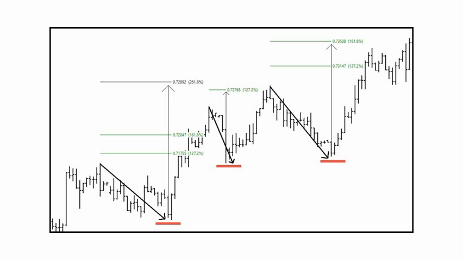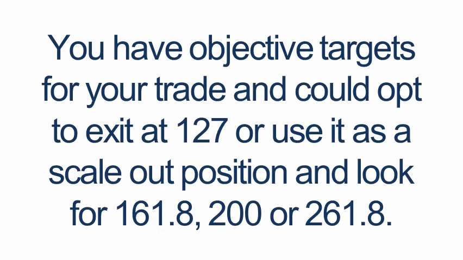The red lines show where we had a confluence of fib ratios, price supporting, and you would look for a trigger into a trade. Now you have objective targets for your trade, and you could opt to exit at the 127 or use it as a scale out position and look for 161.8, 200, or 261.8. All that would depend on your trade plan, and if you have other means to determine that the momentum in your trade direction may be experiencing a pause or a pullback in price.